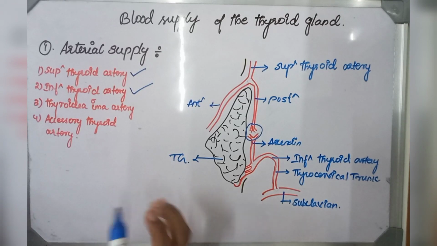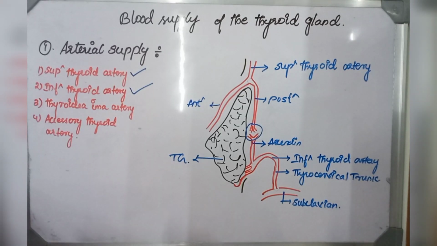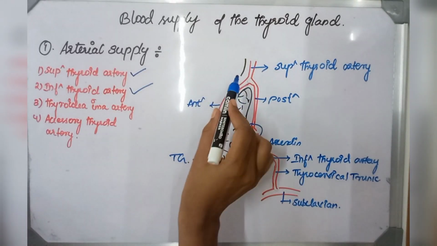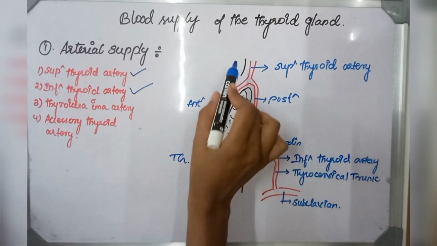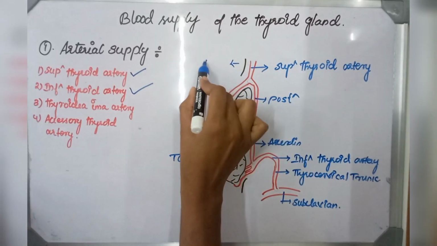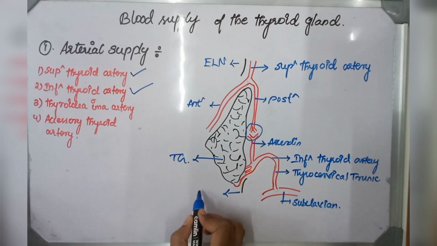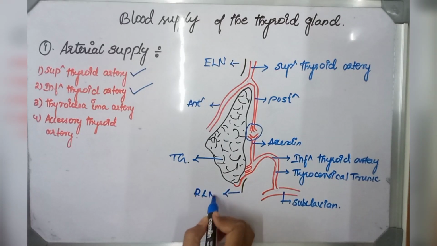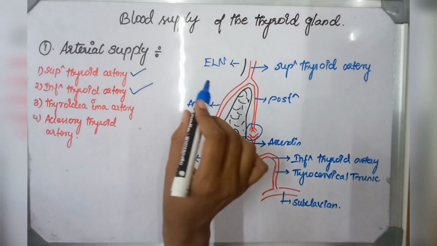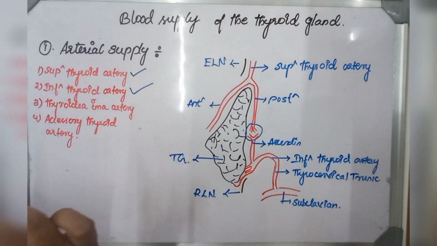And here we have to note an important clinical structure. It is here we are seeing, sorry for my inconvenience of making this nerve in a black color. This is a nerve called the external laryngeal nerve, and here this nerve is called the recurrent laryngeal nerve. So here comes the clinical importance.